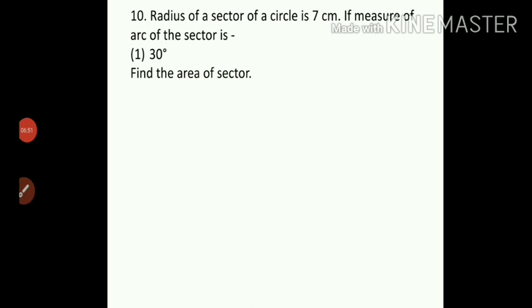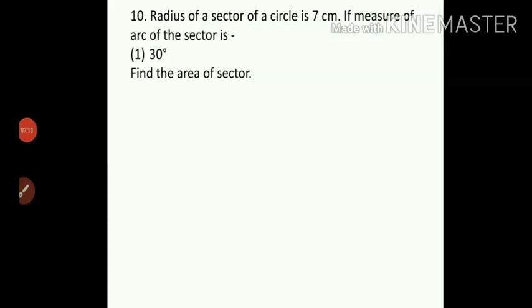Now let's move on to the next one, question number 10. This is a very easy question, students. I'll read the question for you. The radius of a sector of a circle is 7 centimeter. The radius is given as 7. The measure of the arc of the sector is given, and there are three sub questions in this.